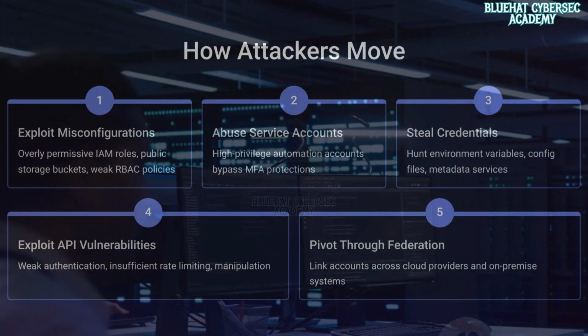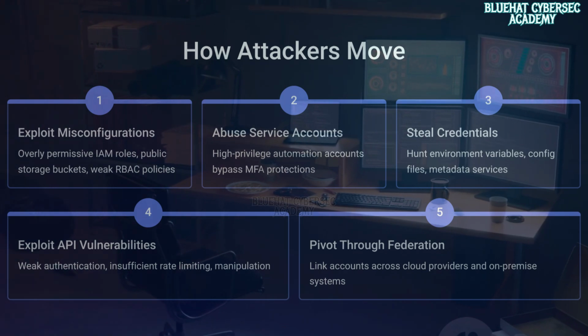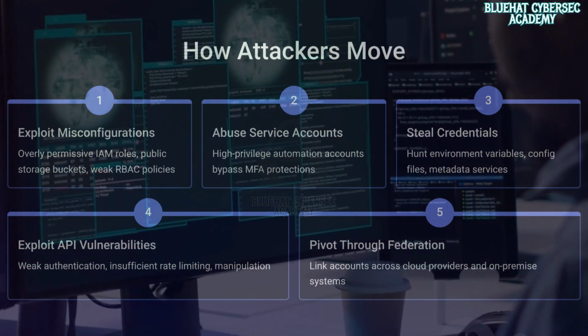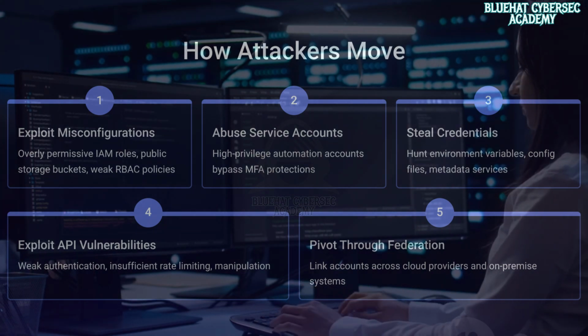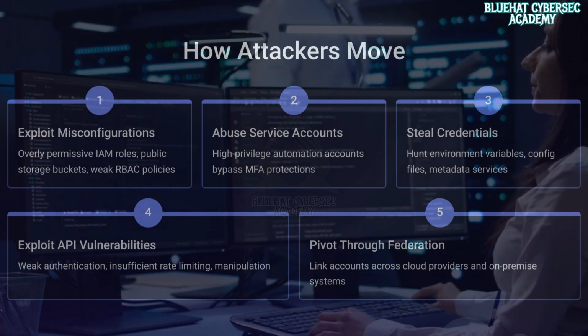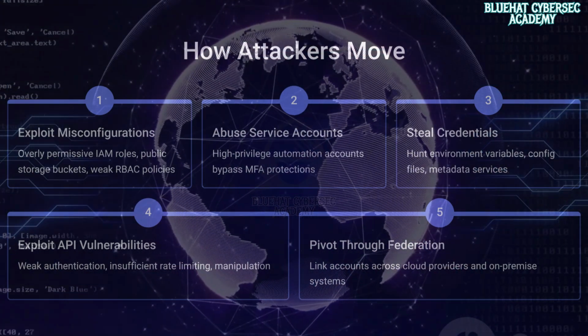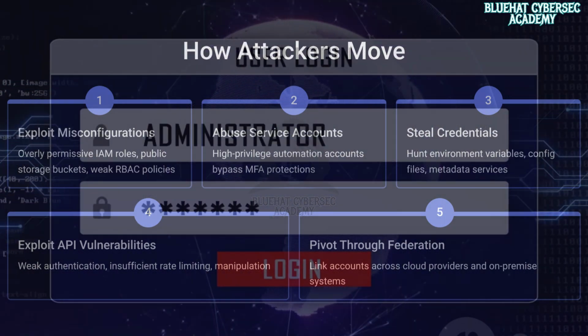How attackers move inside cloud environments. Attackers use a mix of techniques and tools to navigate these systems. First, they often exploit misconfigured permissions. Platforms like AWS, Microsoft Azure, and Google Cloud rely heavily on role-based access control, or RBAC. Misconfigurations, like overly permissive IAM roles or public storage buckets, allow attackers to move between resources.